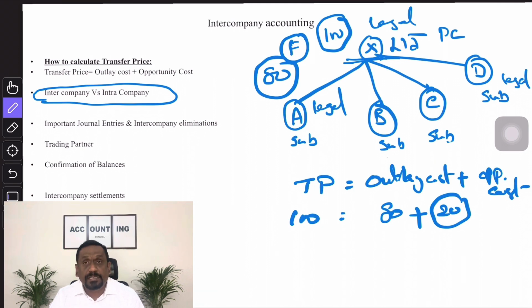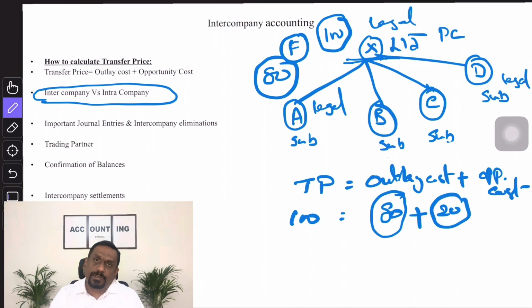So your transfer pricing in the market model is how much? 100 rupees. How did you arrive at 100 rupees? Cost of manufacturing is 80 plus 20 rupees is the margin which it is going to lose because it is going to transfer this product to the legal entities. So opportunity cost is 20. So 80 plus 20 is equal to 100. This is the market model.